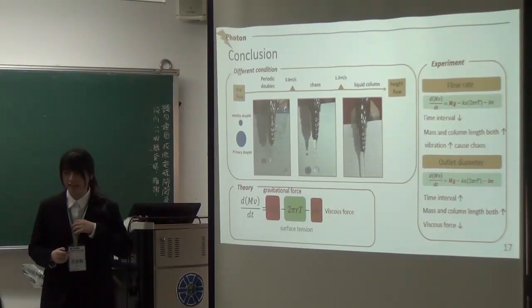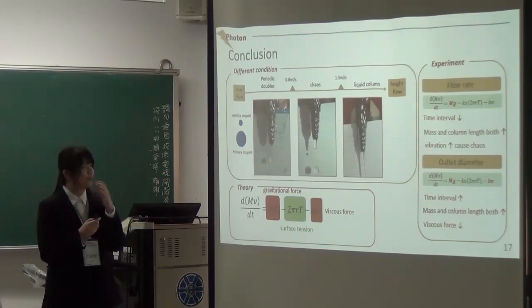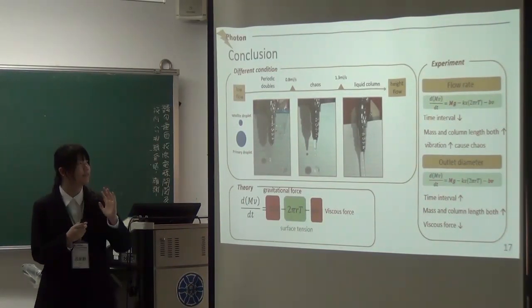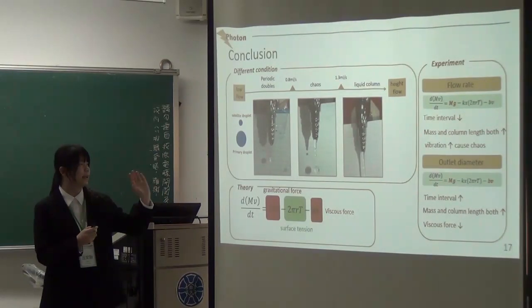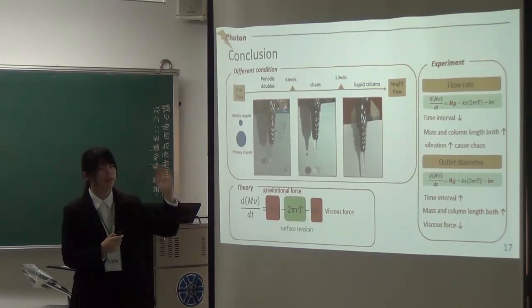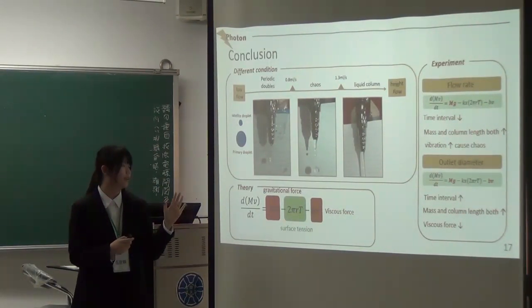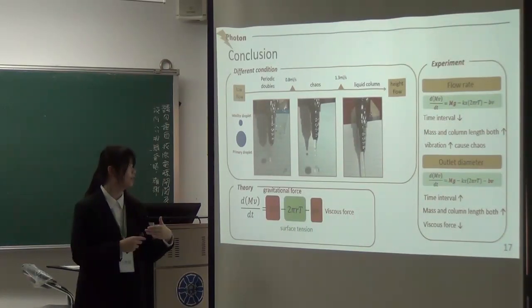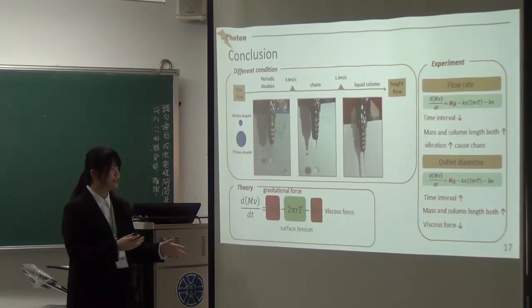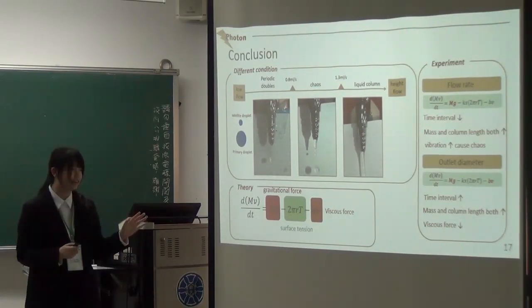So here is the conclusion. We have three stages. The first is periodic double, and the critical value is 0.8. And as we increase the water flow rate, we can see the water will cast, and at the critical value of 1.3, the water becomes a liquid column. And in the periodic double, we have two droplets. The first droplet is the primary droplet, and the second droplet is the secondary droplet.